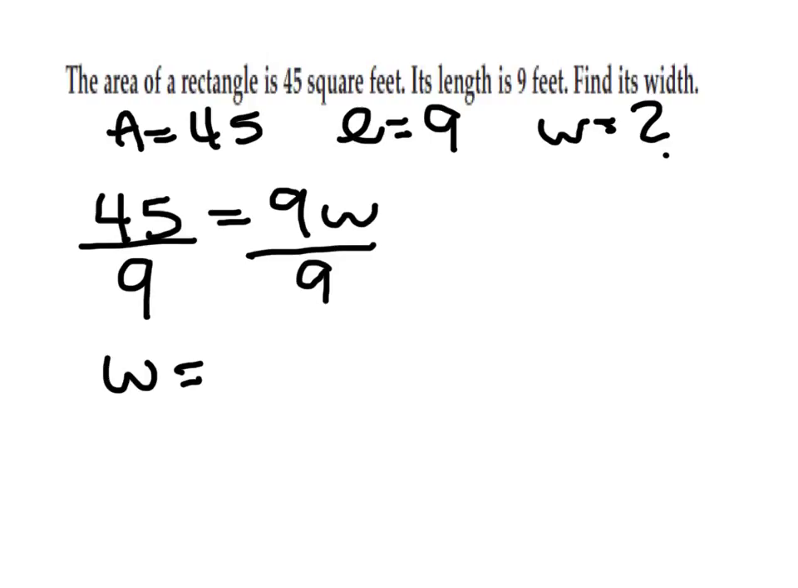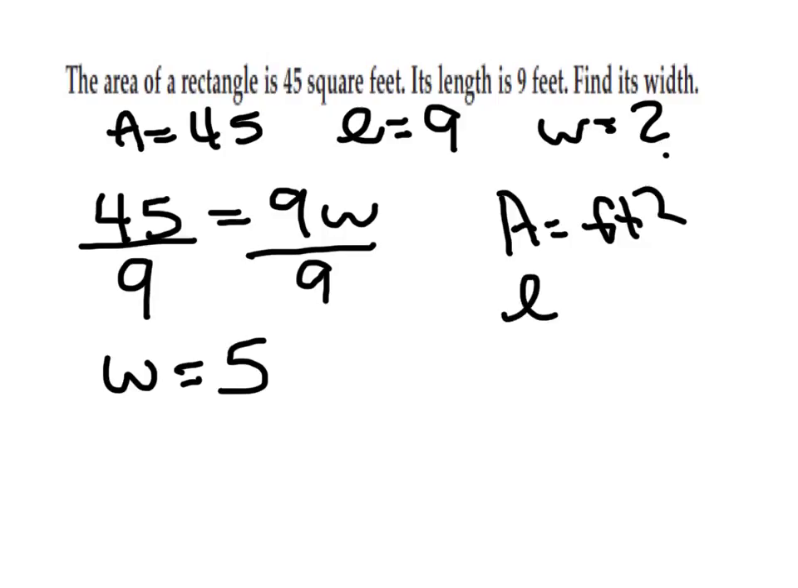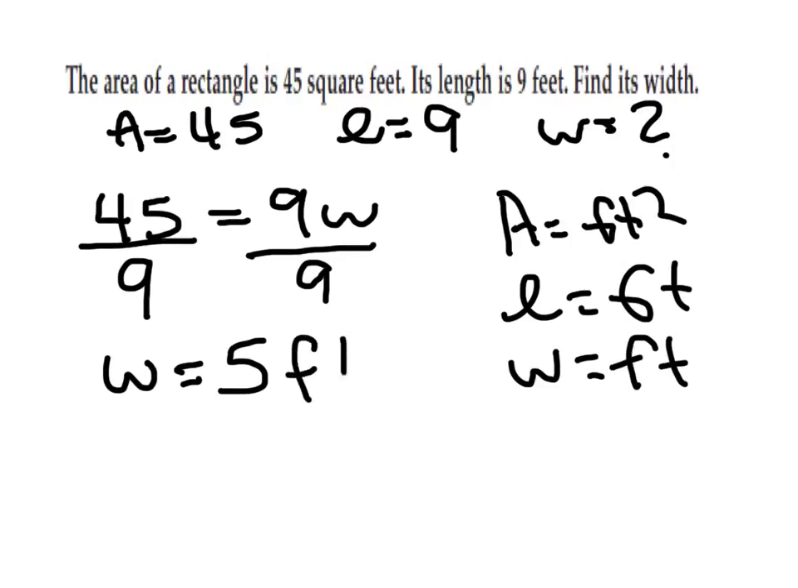That leaves me with W, because 9 divided by 9 is 1. And 45 divided by 9 is 5. Now, we already know that area is in squared feet. And we know that length is in feet. So that leaves the question, what unit should I make width? Now, width is not area. It's just like length. So if length is feet, width must be feet. And that makes my answer complete. The width is 5 feet.